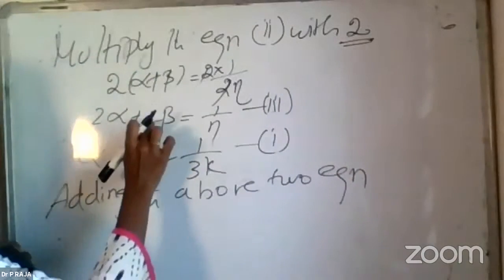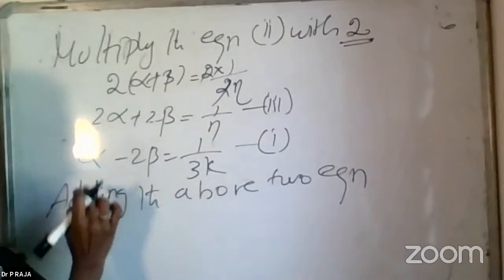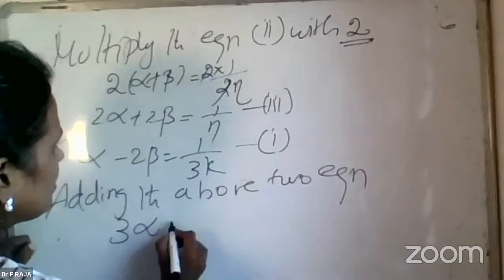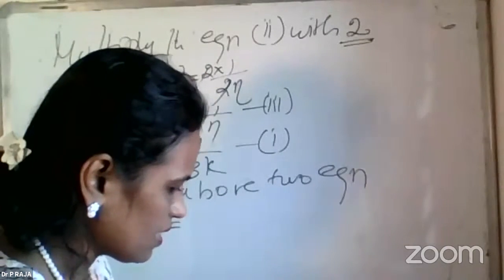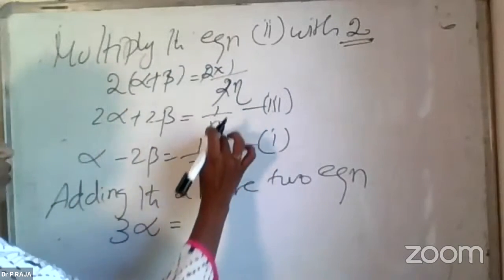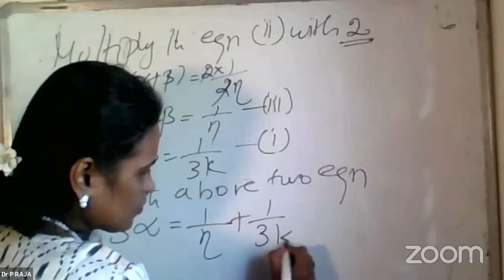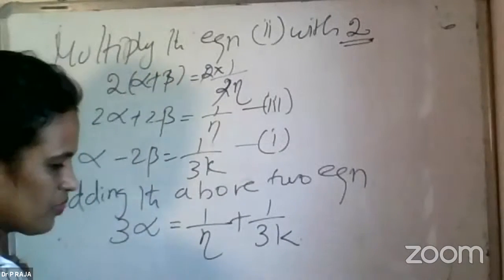Okay, so this 2 gets cancelled out, and this will become what? 3 alpha on the left hand side. So 3 alpha will be equal to 1 by eta, divided by, so this will become 1 by eta plus 1 by 3k on the right hand side. Okay, so from here find out the value of alpha.